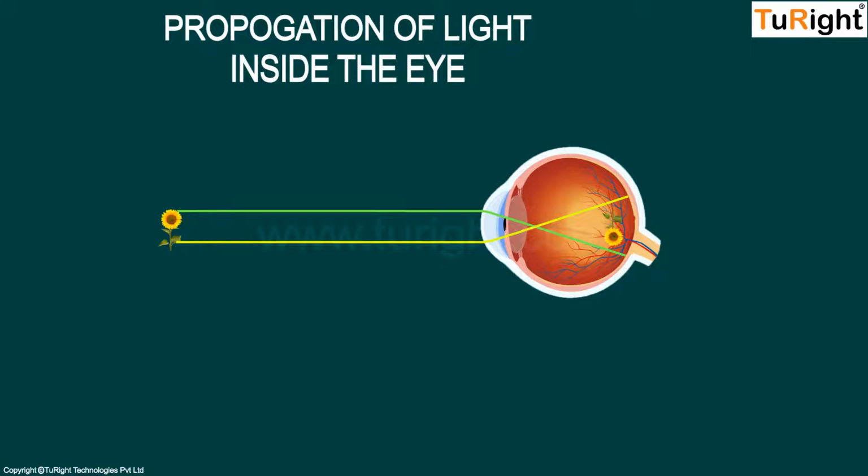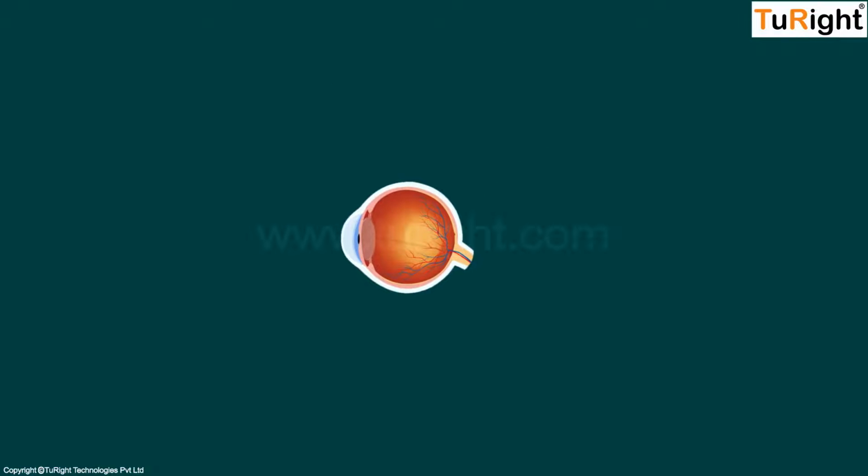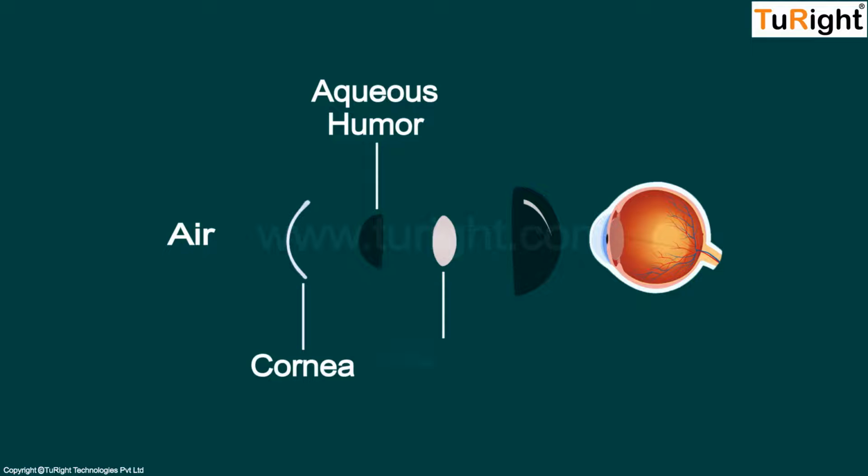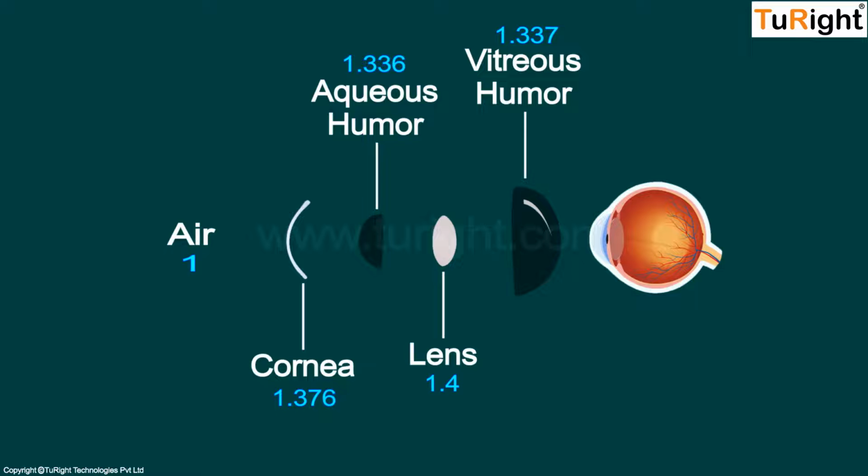There are multiple refractions occurring inside. In fact, much of the refraction occurs before the light reaches the lens. Let me get a bit technical here. Look at the eye closely. What are the different mediums through which light travels before it reaches the retina? There's the air, then there's the cornea, then we have the aqueous humor, then the lens, and finally the vitreous humor. Here are the approximate refractive indices of the media.